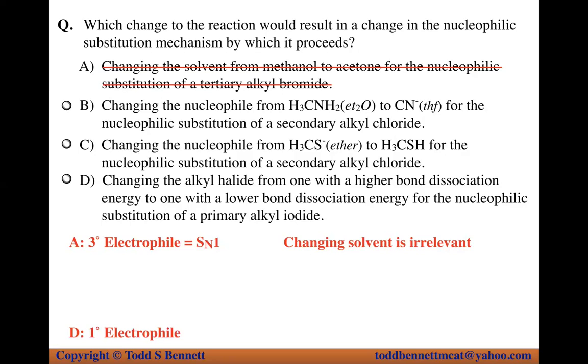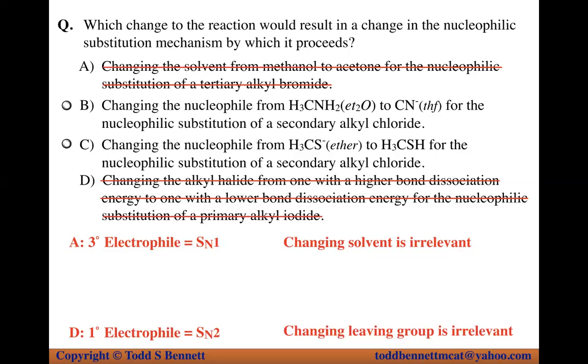Going to jump to D because that's the other extreme. In this case, we're dealing with a primary alkyl halide, and we're talking about an alkyl halide with high versus low bond dissociation energy, meaning a good leaving group versus a not as good a leaving group. Again, irrelevant. SN2 is going to be associated with primary. So primary electrophile, no matter what we do, still going to be an SN2 reaction. So it's B and C we have to consider.